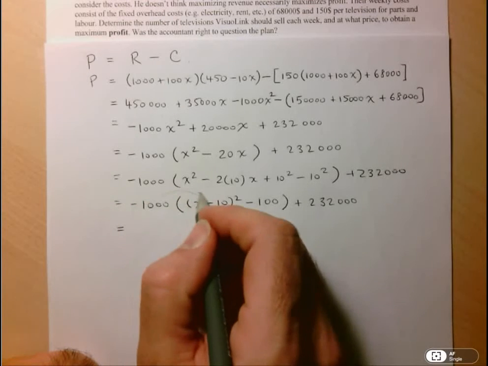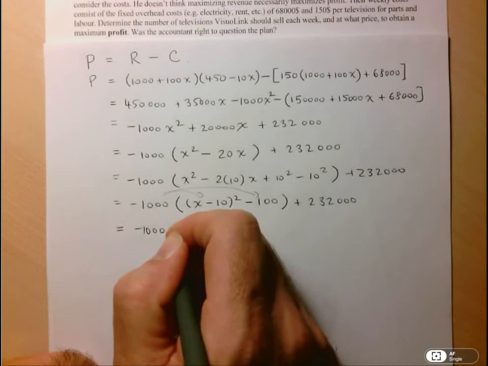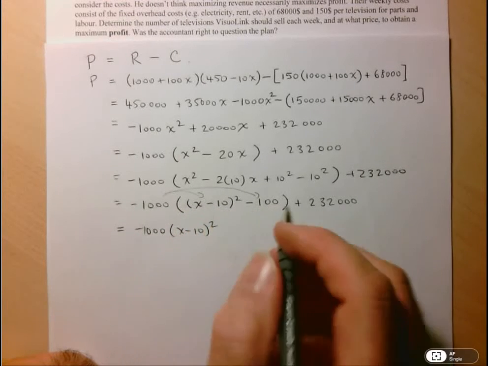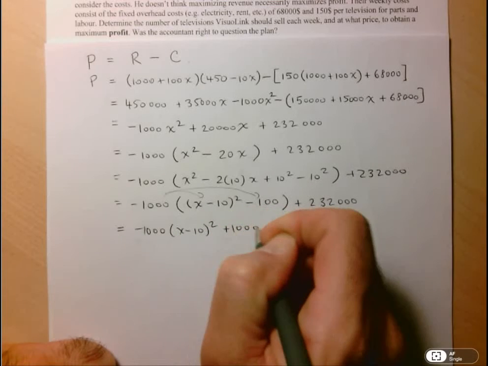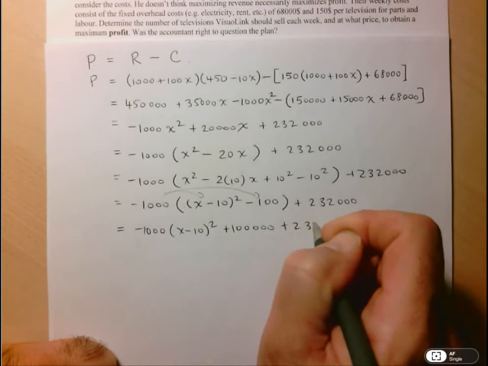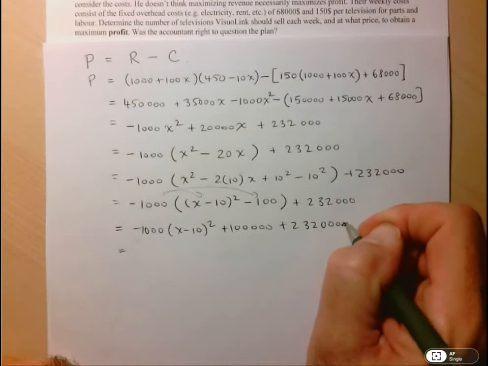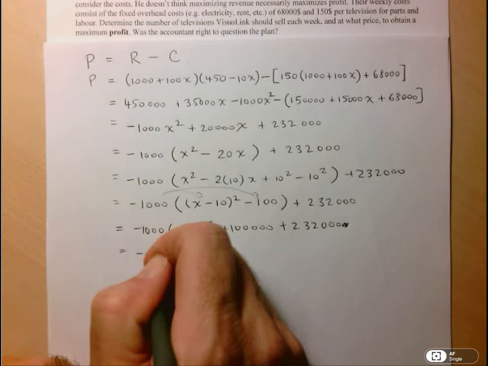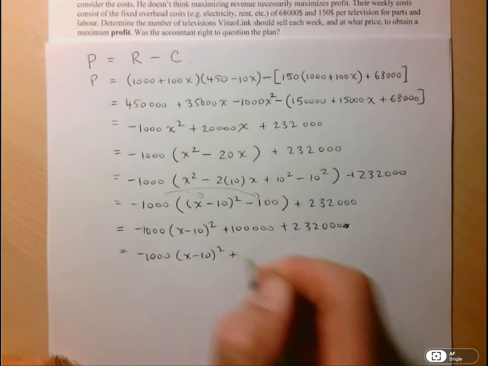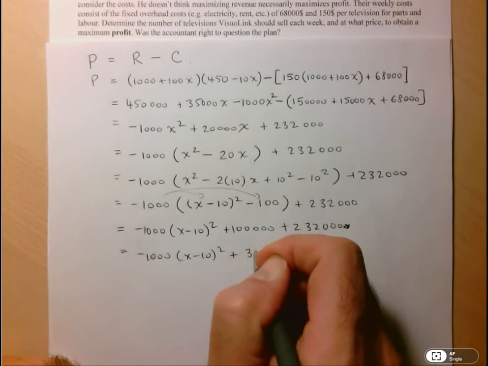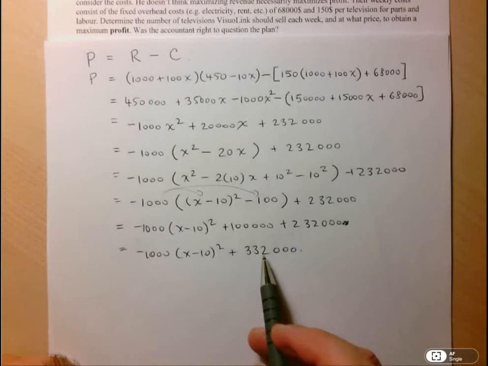So now I'm going to distribute. Make sure you do that to both terms. So negative 1,000 times x minus 10 squared, and then this is going to be 1,000 times 100, so plus 100,000. And now finally we can clean this up. So negative 1,000 times x minus 10 squared, and this will give us plus 100,000, so $332,000. So this is the maximum profit.